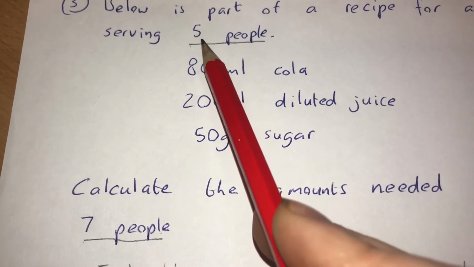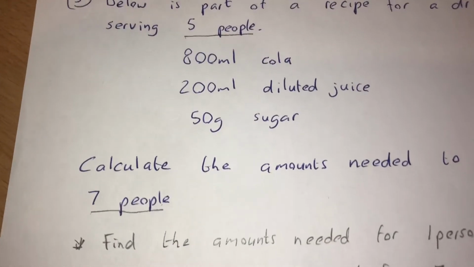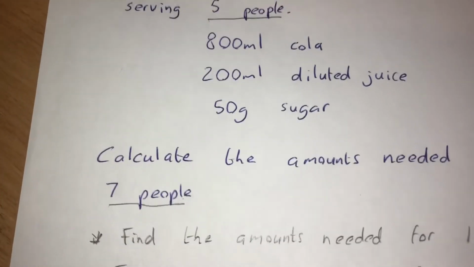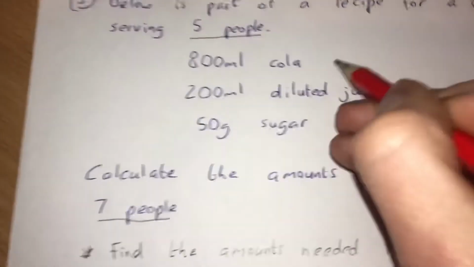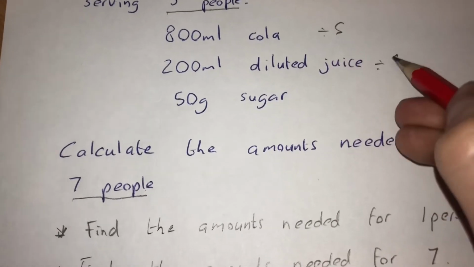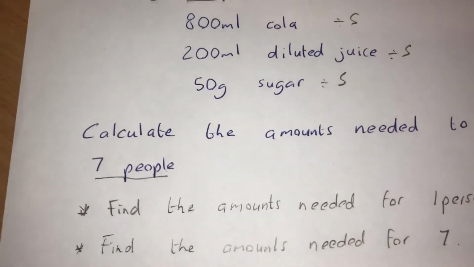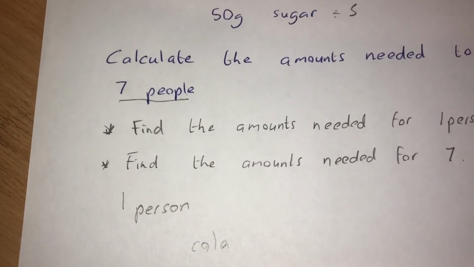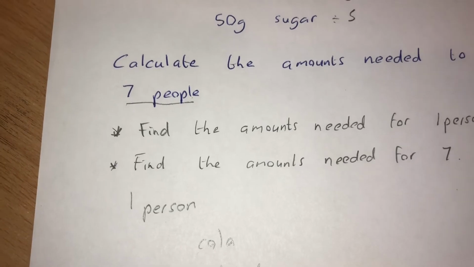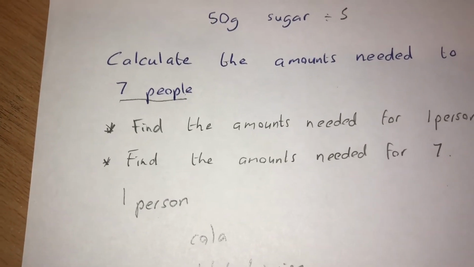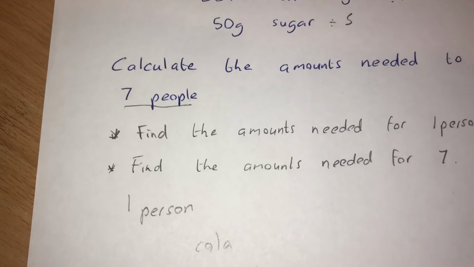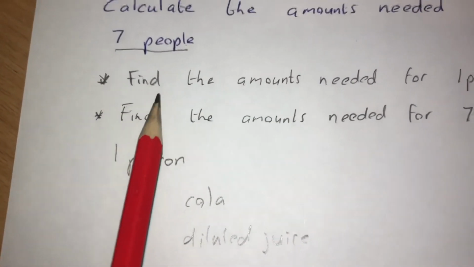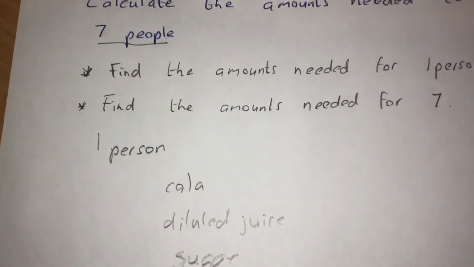So what we have to do is work backwards first to find 1 person. So I'm going to find the amounts for 1 person for each of these ingredients, and to get from 5 to 1, I simply divide each of these by 5. We need to find the individual amounts for cola, diluted juice and sugar for one person. And then if I know one person, I can find 7 people by multiplying that by 7. So we'll do one person first.